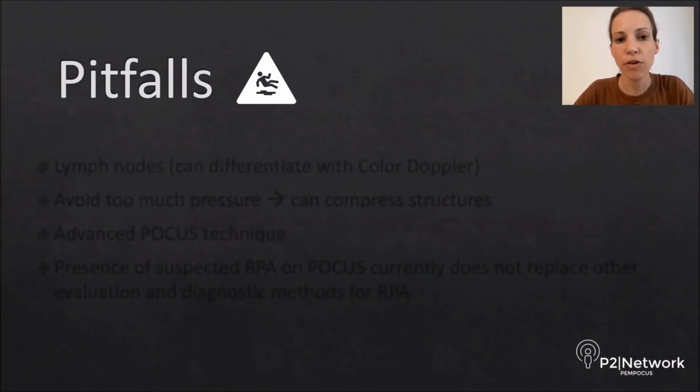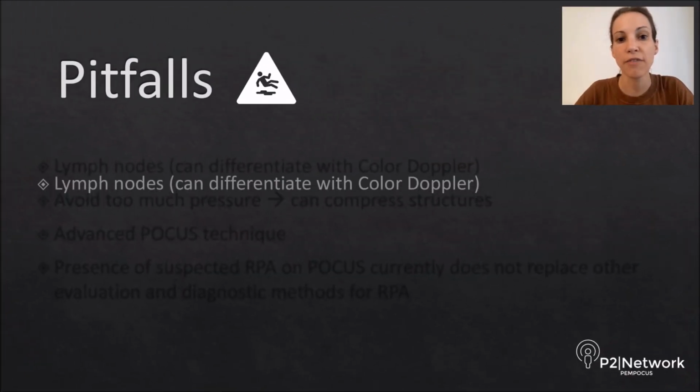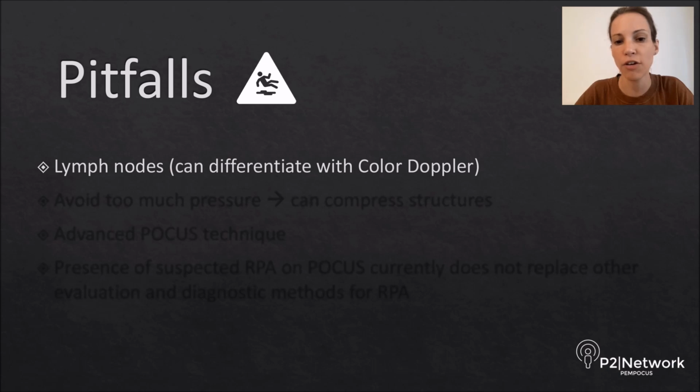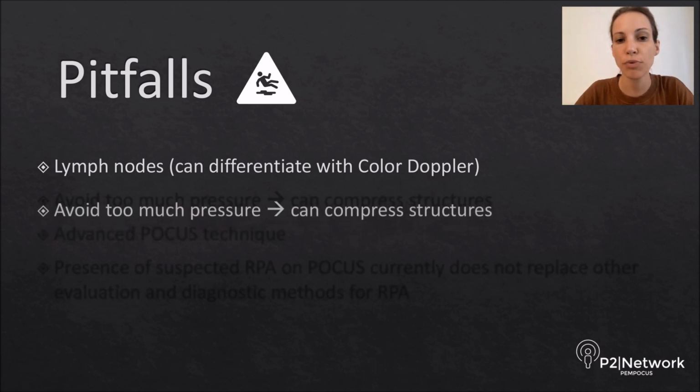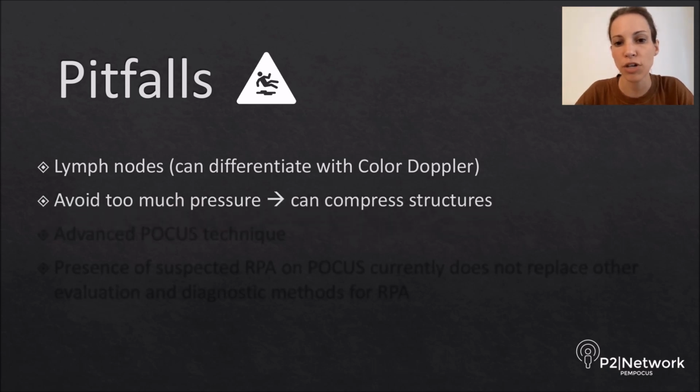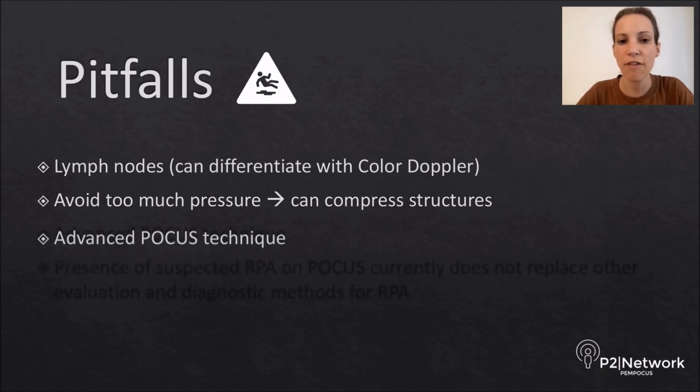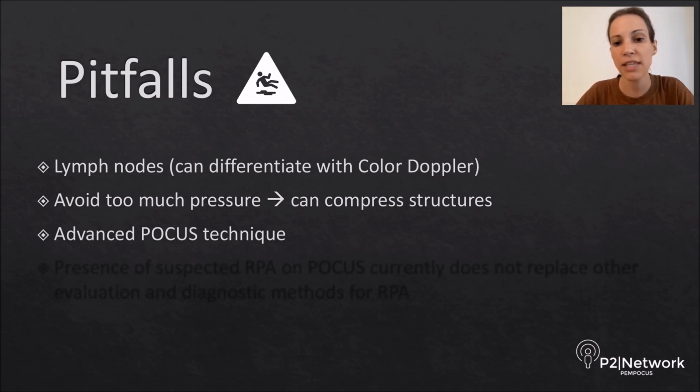In regards to pitfalls, make sure that you're not duped by lymph nodes that you think are an RPA, and remember that applying color Doppler can help you in differentiating this. You want to avoid too much pressure, as that can compress structures and you may miss things. And remember that POCUS in the evaluation of an RPA is an advanced POCUS technique, so comparing the normal and abnormal side can often be helpful in this evaluation.